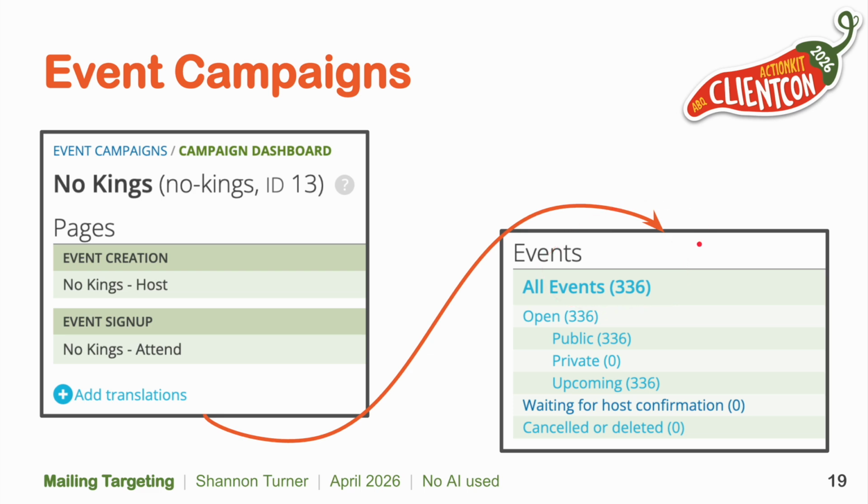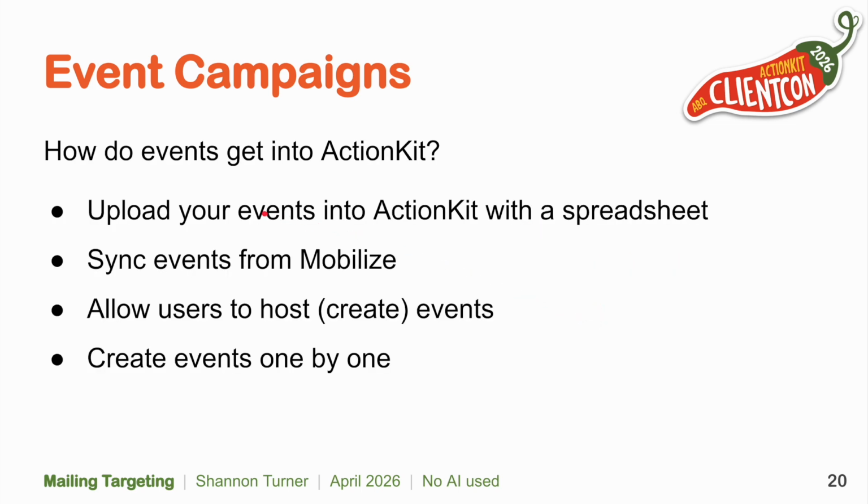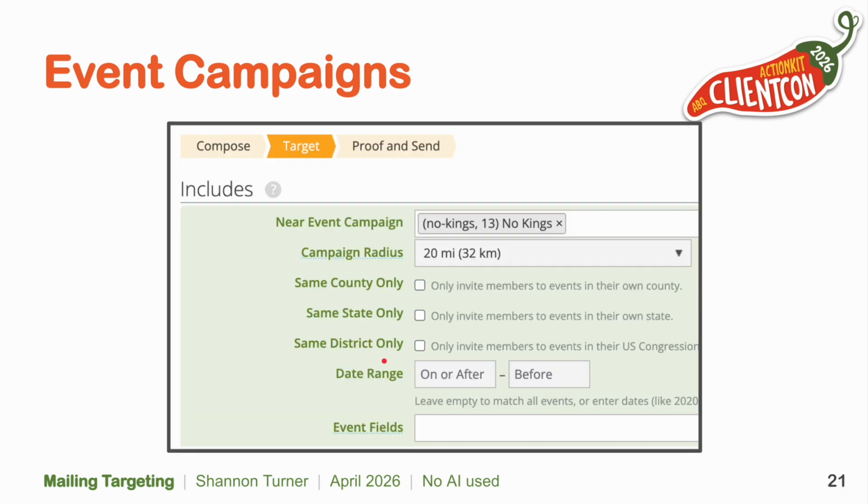And in case you're wondering how I made these 300 events here, some of the ways that we can do this are by uploading your events into ActionKit with a spreadsheet. You can sync events from Mobilize. You can allow your users to host, also known as creating events, or you can create these events one by one. There's lots of different ways to add them. Once you've got your events in though, we move on to the targeting portion.